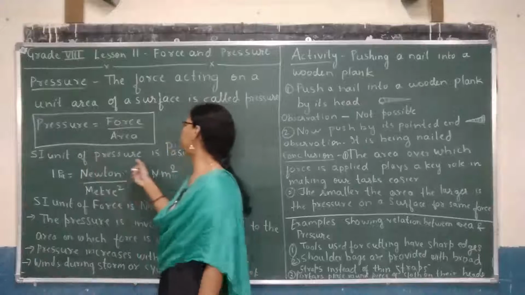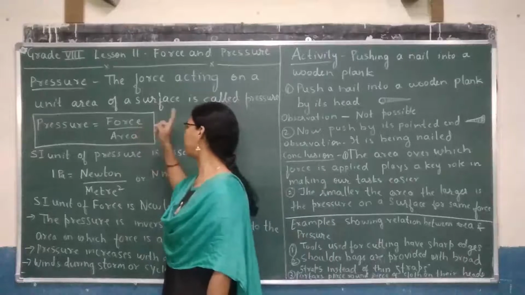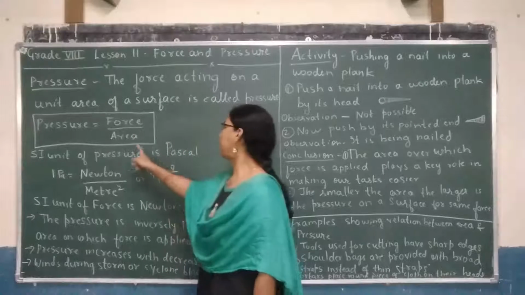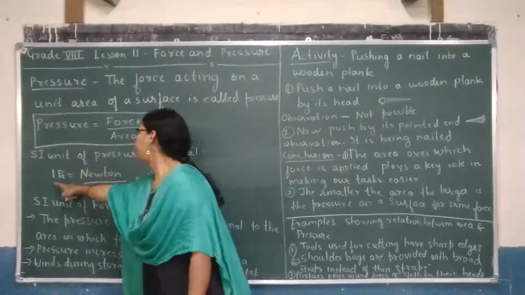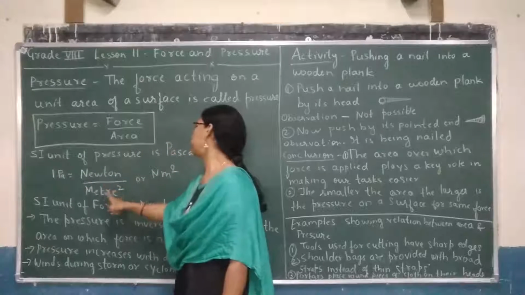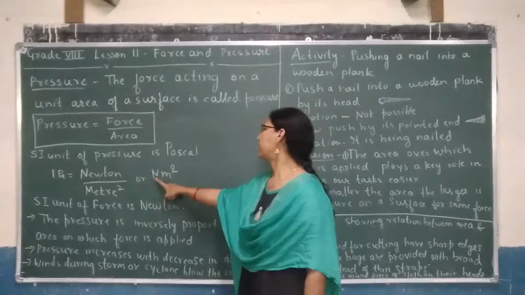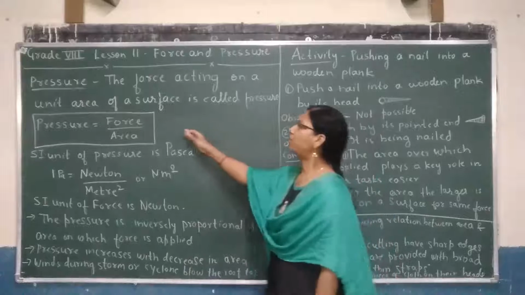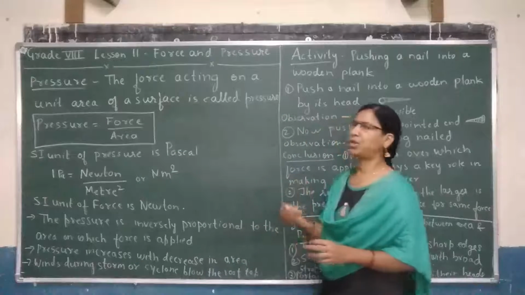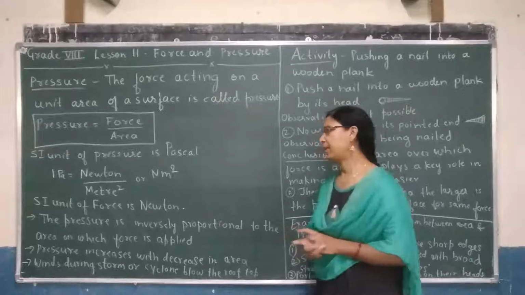The SI unit of pressure is Pascal, the SI unit of force is Newton, and area is measured in meter square. Therefore, 1 Pascal equals 1 Newton per meter square, or simply 1 Pascal equals Newton per meter square. So this is the formula for finding pressure, or force or area we can find out.